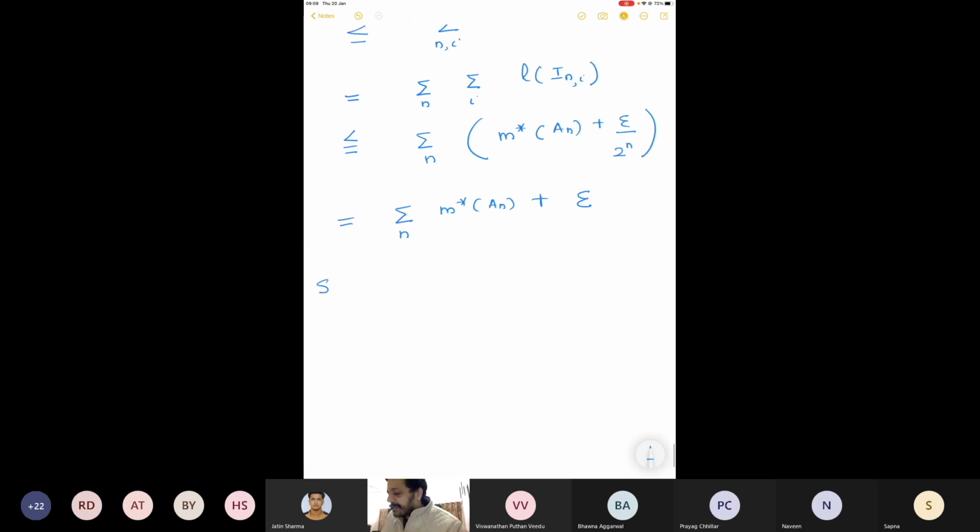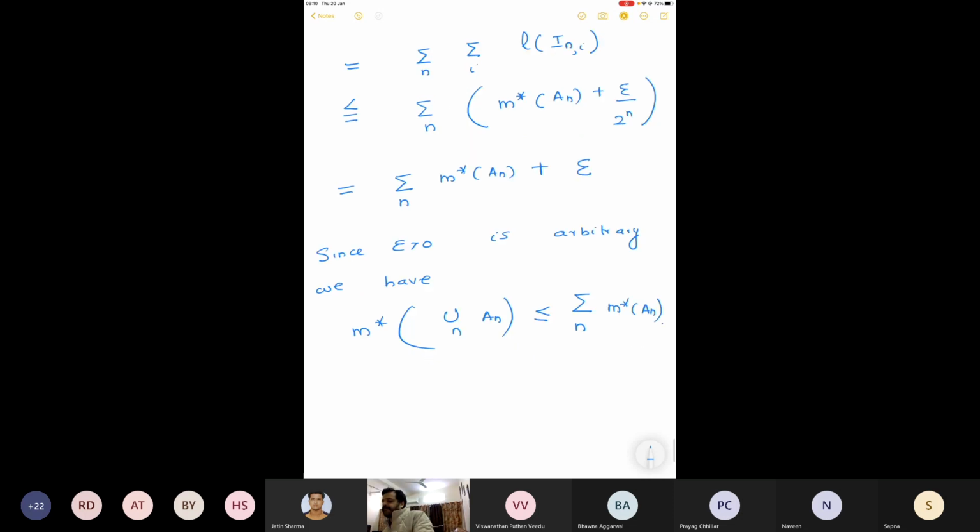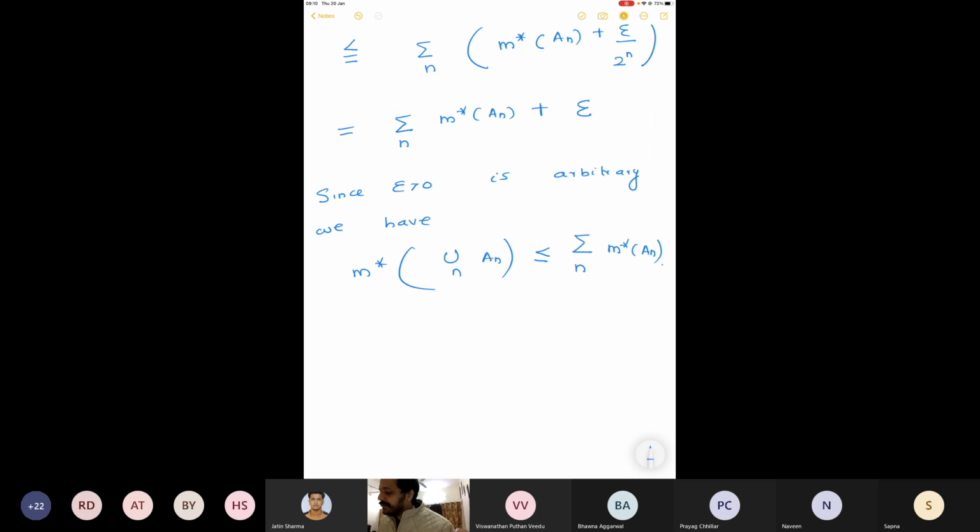Since epsilon is greater than 0 and arbitrary, we have m star of the union of A_n is less than or equal to the summation over n of m star of A_n. Okay. So we have proved the countable subadditivity of Lebesgue outer measure.